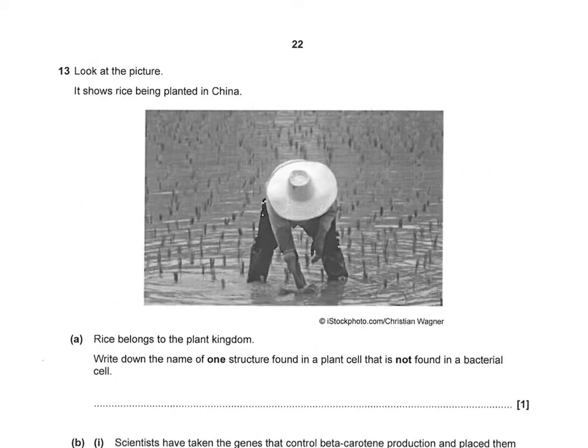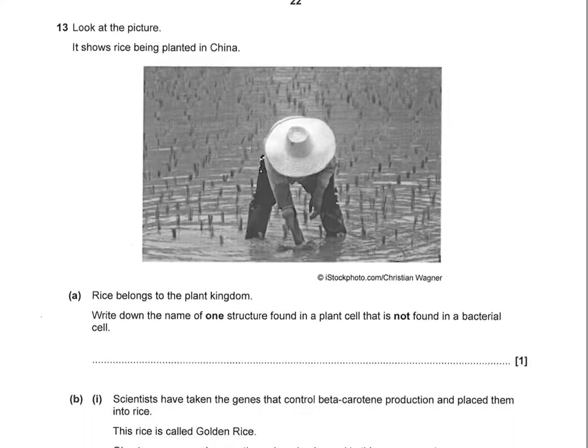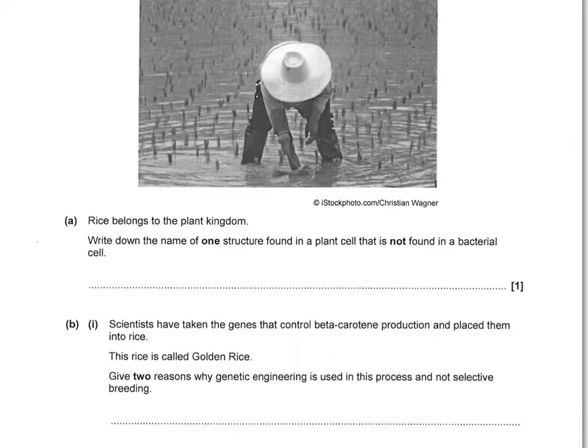This next question, look at the picture. It shows rice being planted in China. Rice belongs to the plant kingdom. Write down the name of one structure found in a plant cell that is not found in a bacterial cell. So you could have had chloroplast or vacuole for that 1 mark.